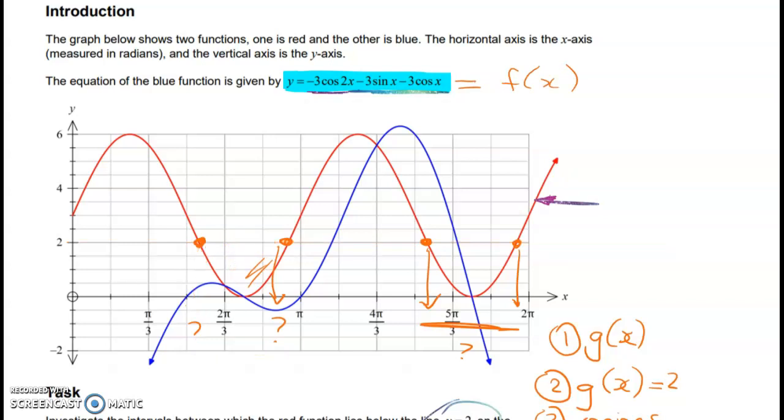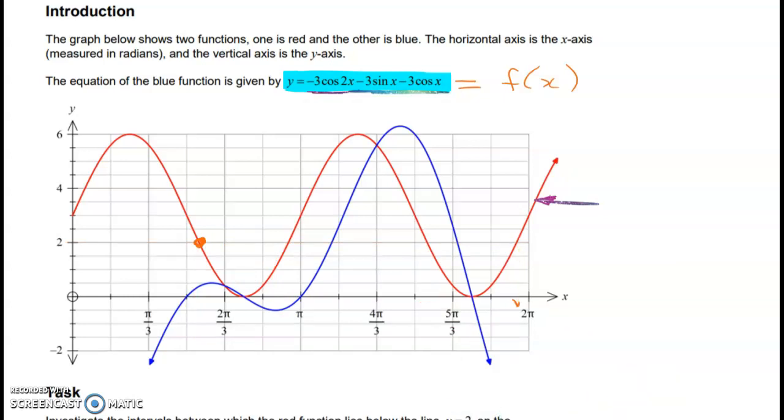So I'll just clean up the graph first. I'd like you to have a go at this before watching the video. It's fine if you watch each little step, but then you need to pause and give it a go on your own. Okay, so pause the video now and work out what is the equation of the red function.